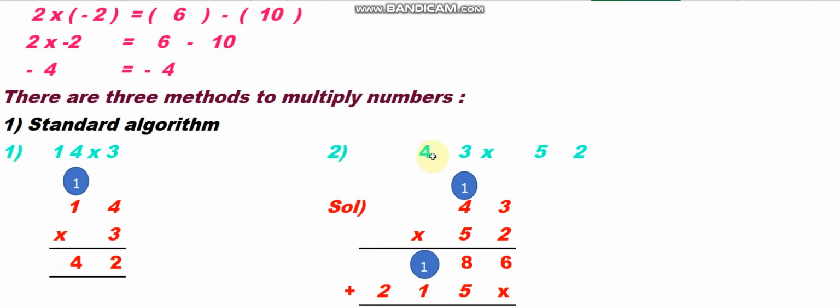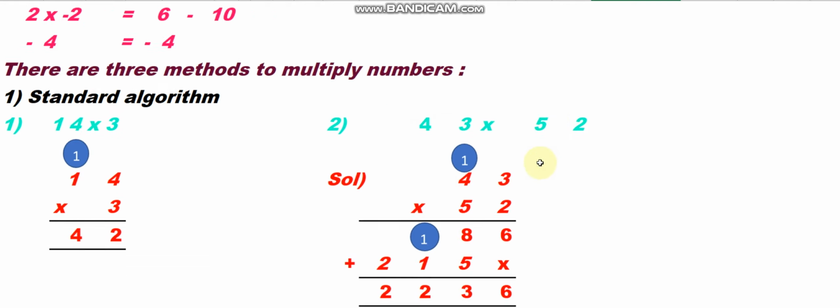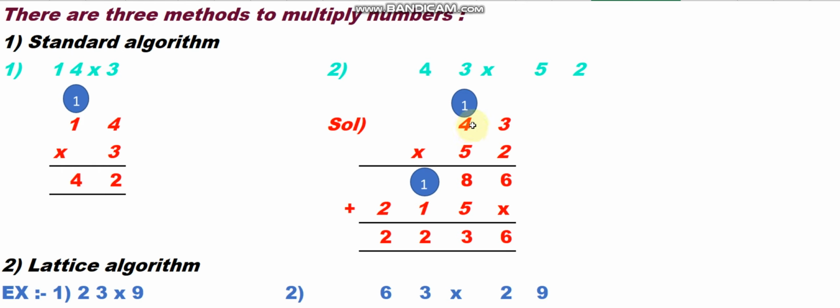Got it? Here, 43 into 52. Here the given question is in horizontal method. We arrange them vertically, one below the other. 43 into 52.